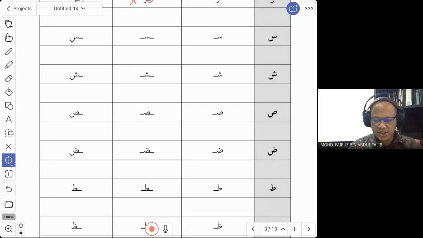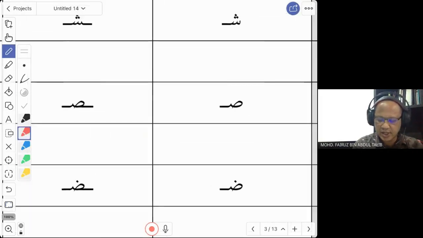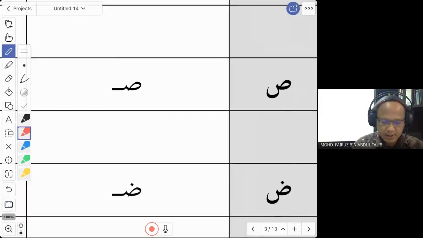All right, so this is sin, sin, sin, sin. Then shin, shin, shin, and sod, sod, sod, sod. Dod is similar to sod: the beginning dod, medial dod, and the final dod. All right, I just want to highlight this dod letter. You look at the letters dod and sod.